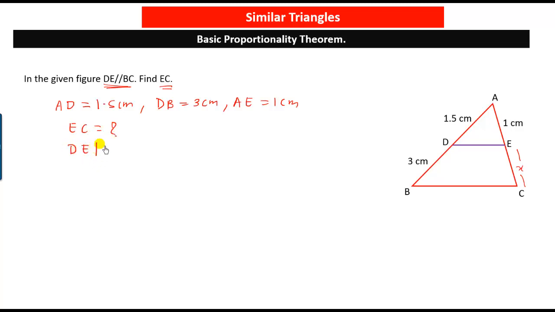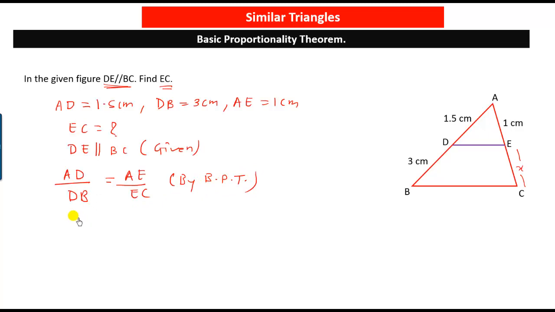Since DE is parallel to BC, this is given, we can say that AD upon DB is equal to AE upon EC. Since DE and BC are parallel, by the basic proportionality theorem, the ratio AD upon DB is equal to AE upon EC. So this is by the basic proportionality theorem.